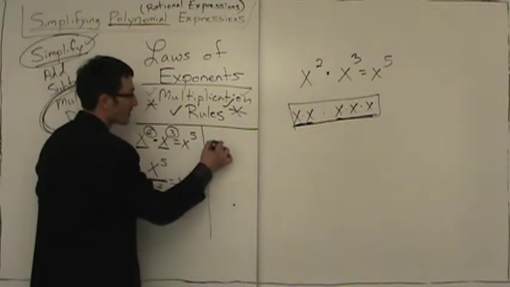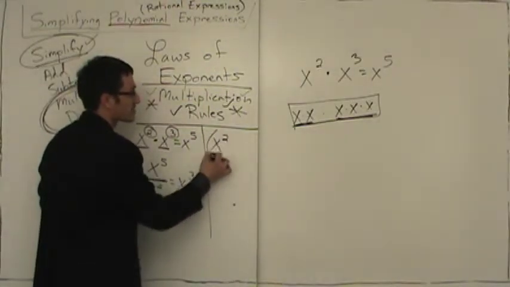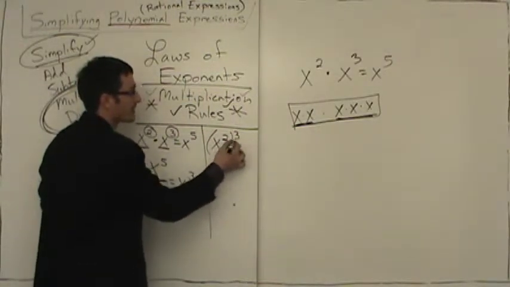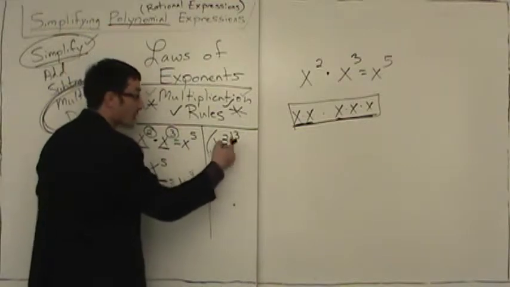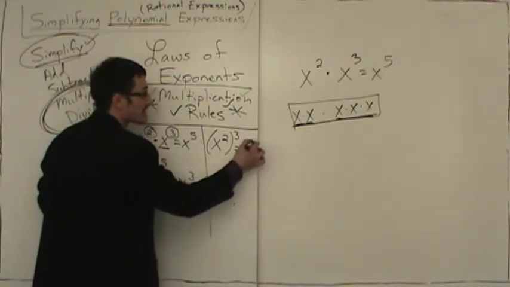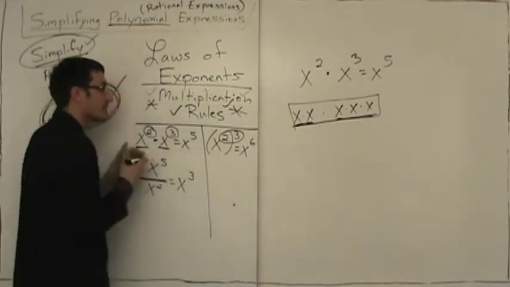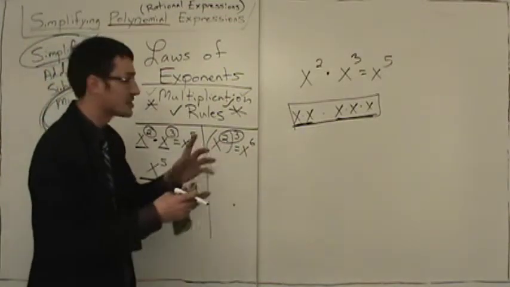Now, what if I say x squared to the 3rd power? What do we do with the exponents? Well, we multiply the exponents. We get what? X to the 6th. So power of power, what do we do? Power of power, we multiply. Let me show you why.